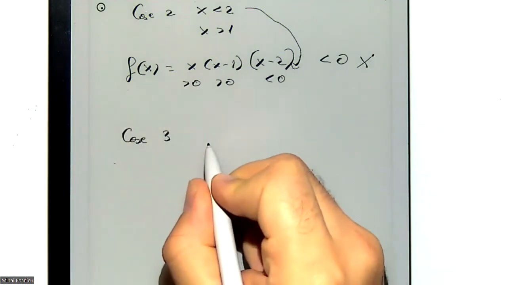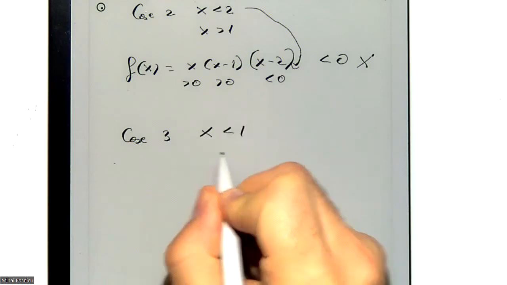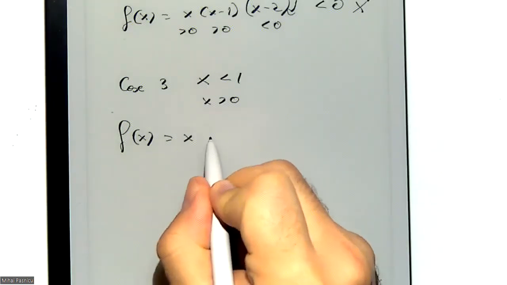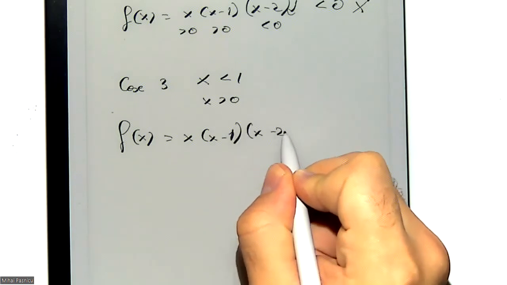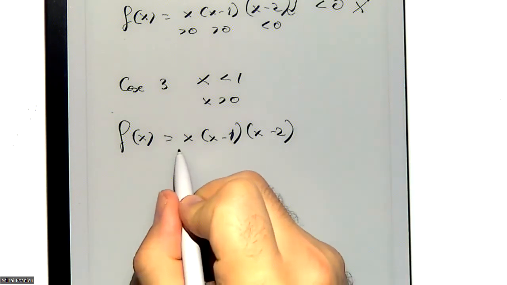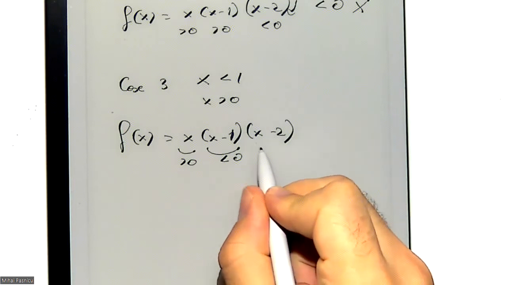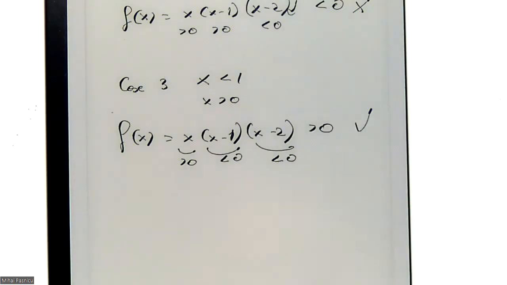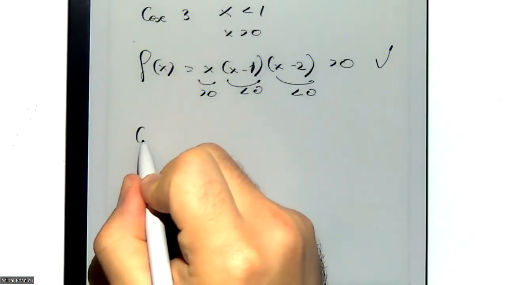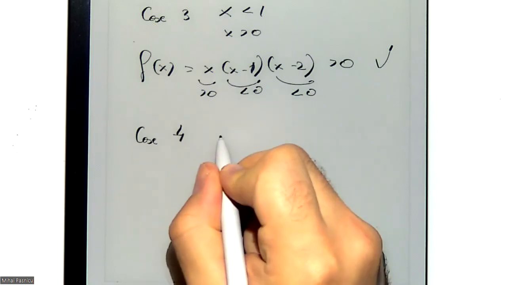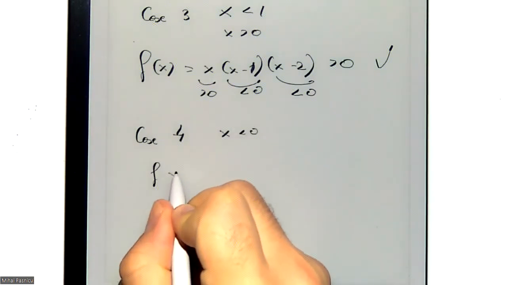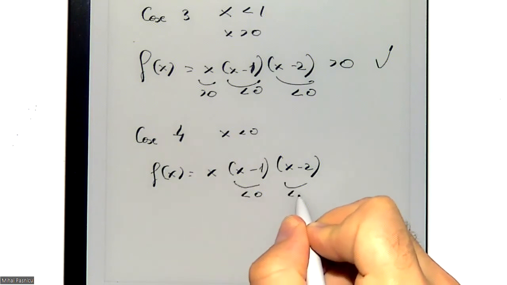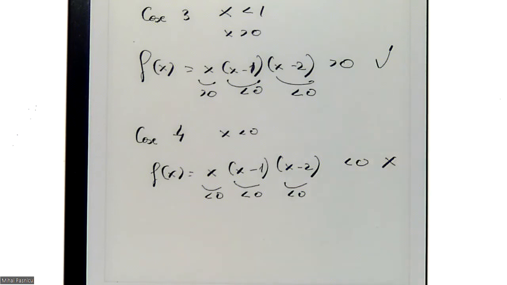Then my case 3 would be x smaller than 1 but greater than 0. And then my f of x, we look at it again. I get this is greater than 0, this is smaller than 0, this is smaller than 0. So I have positive, negative, negative. That gives me positive, so this is, again, good. And my last case is case 4, where x is just smaller than 0. In this case, surprise, surprise, I'm expecting all my elements to be negative. So my end result is going to be negative, which is a bad case.